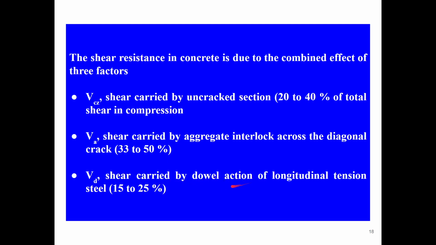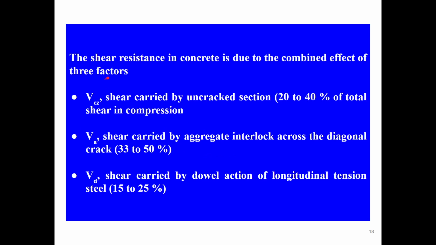Dowel action is basically about the bond strength. When the cracks go through the longitudinal tension reinforcement, it will try to resist. That is nothing but the dowel action, which is basically the shear bond between the reinforcement and the cracks. That will be about 15 to 25%. So the maximum is taken by aggregate interlocking in the case of concrete, the second by the shear carried by the uncracked section, and the third by the dowel action of the longitudinal tension steel.